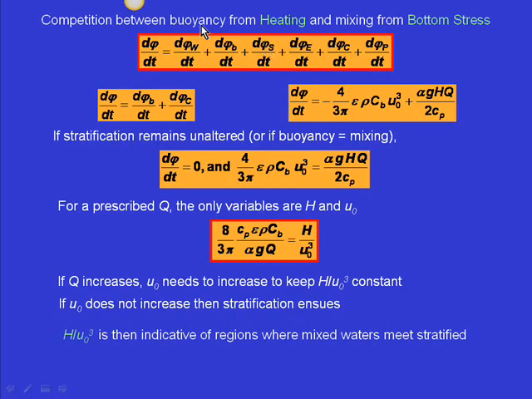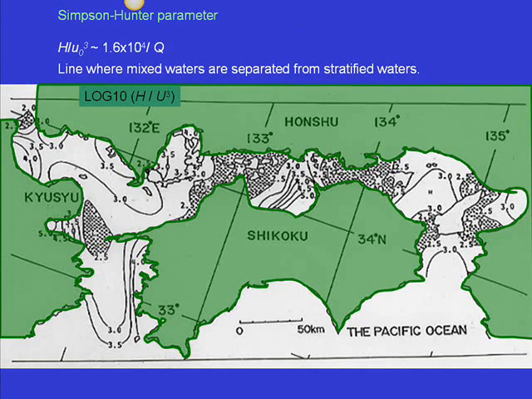The assumption we used was that there was a balance between heating and bottom stress. No other sources of buoyancy but heating, and no other sources of mixing other than bottom stress. Right? So where you have well-developed estuarine circulation, this might not work because you're not considering the stratification from that. You're only considering stratification from heating. Okay, so I'll come back to that. I'll show you several examples where this h over u cubed parameter has been used successfully.